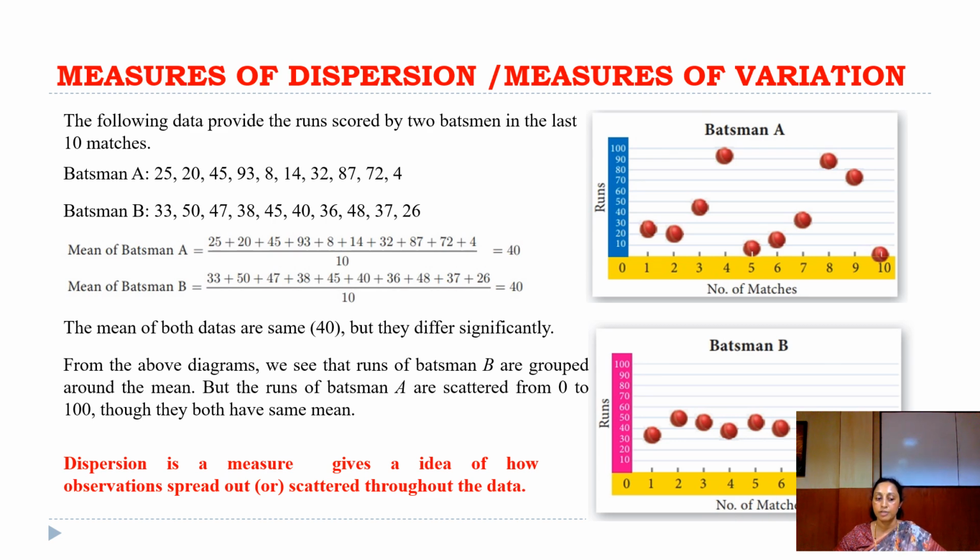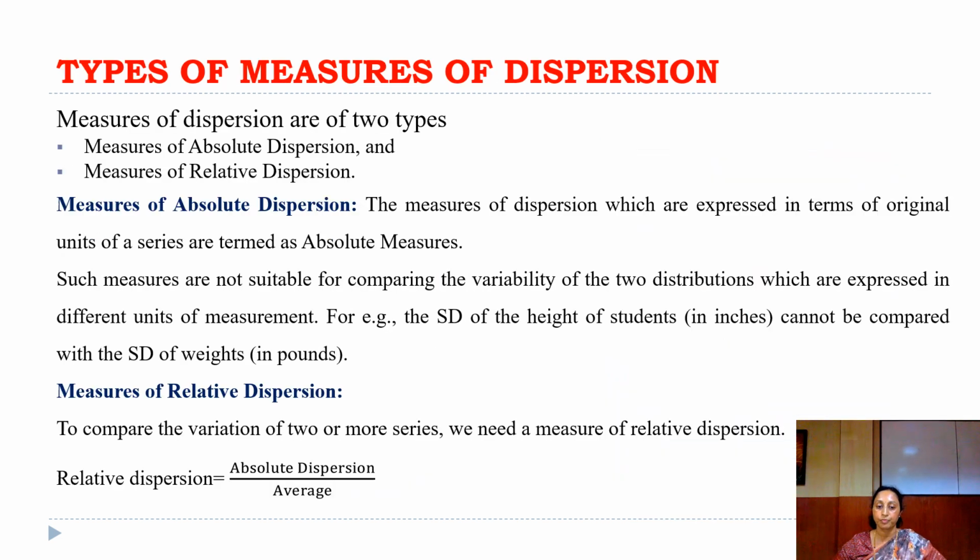A measure of dispersion gives an idea of how the observations are spread out or scattered throughout the data. There are two different types of measures of dispersion: one is absolute dispersion and the other is relative dispersion. In absolute dispersion, the data are expressed in terms of the original units of a series, whereas relative measure of dispersion is given as absolute dispersion divided by the average.